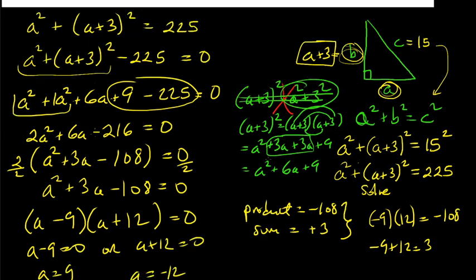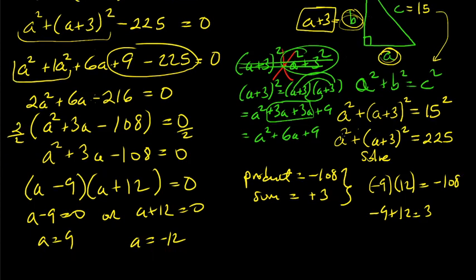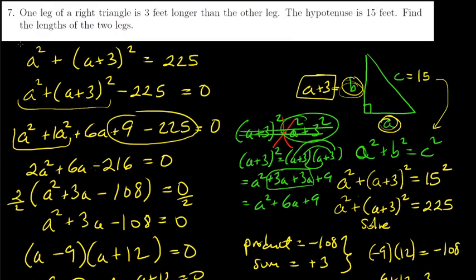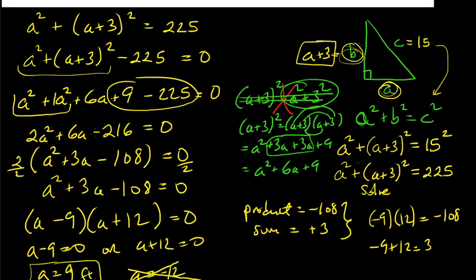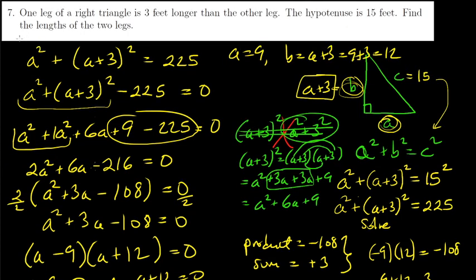So let's see, this is a triangle. Can the length be negative? I don't think that makes a lot of sense. So we can definitely cross off the negative 12 here, leaving us with only one valid answer, and that's 9. Oop, don't forget feet. Oh, and we're looking for two things here. We're looking for both legs. So we know what A is. What's B? Remember, A is 9, and B is just A plus 3. So 9 plus 3 is 12. So A is 9 and B is 12.